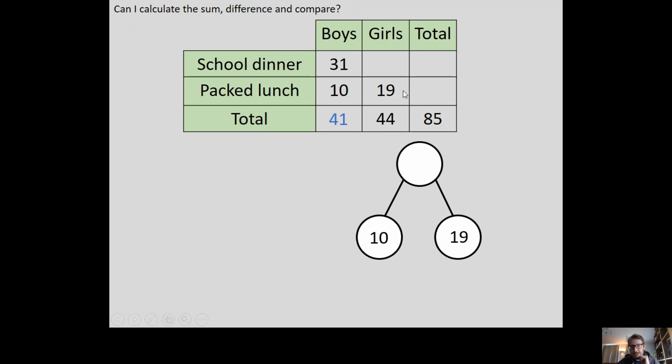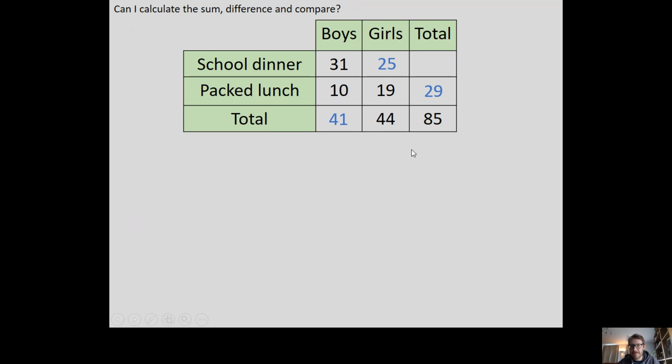And then we've got the packed lunch total, which we can find here by adding these 2 together. We're finding the sum. 10 and 19 is 29, which means we can fill out this one here. Could we fill out this other information? Okay, we've got the total of girls, but we don't know how many have got school dinner. We know that 19 have got packed lunch, and there are 44 in total. So if we take away the 19 from the 44, we've got 25 left over, which means 25 would have had school dinner.